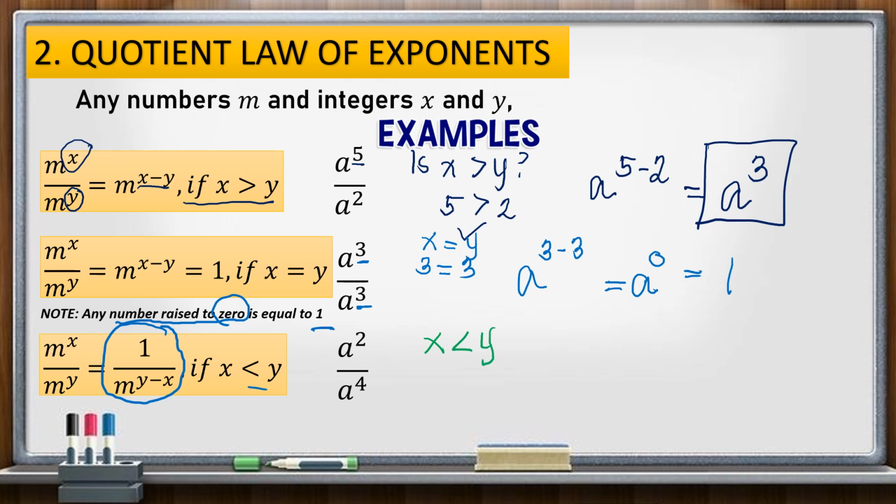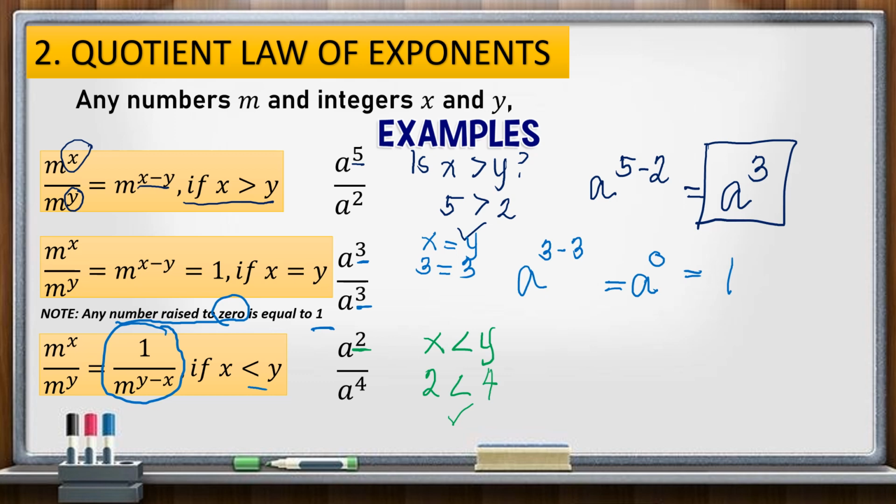Again, this x refers to the exponent of your numerator. So you have here 2. And this y refers to the exponent of your denominator, and that is 4. So, 2 is less than 4. So, therefore, we will have this pattern as our final answer.